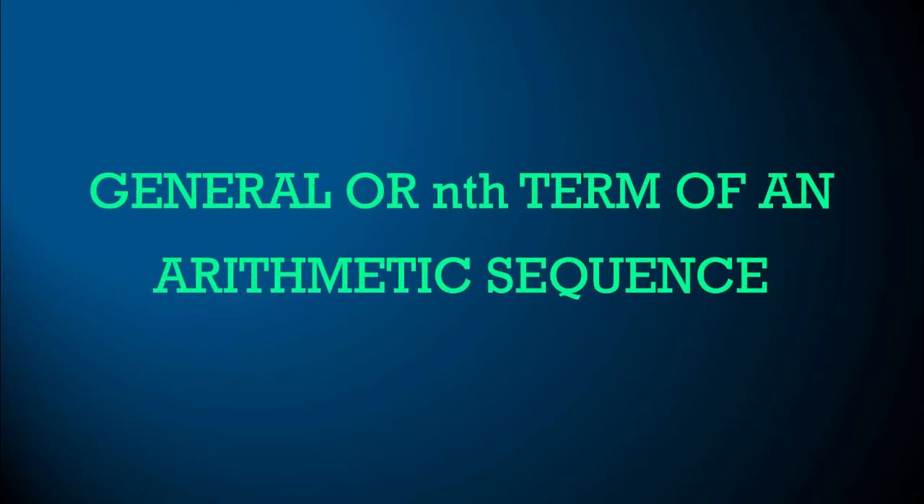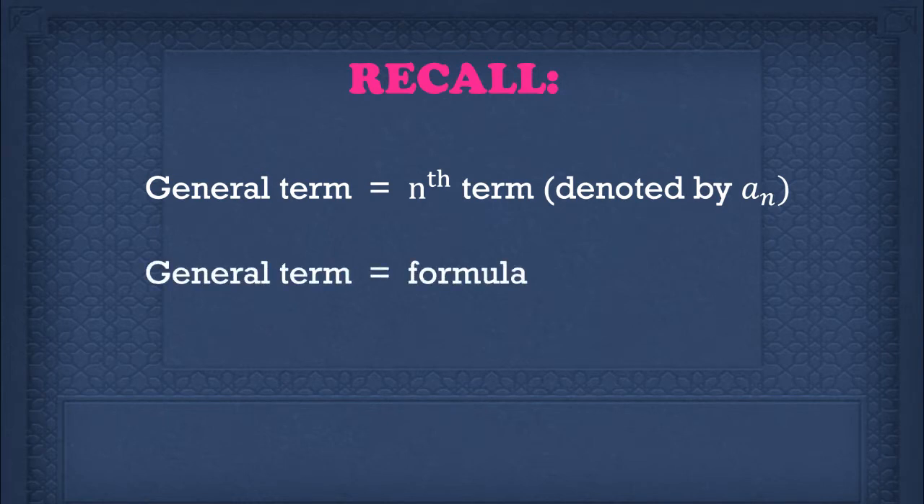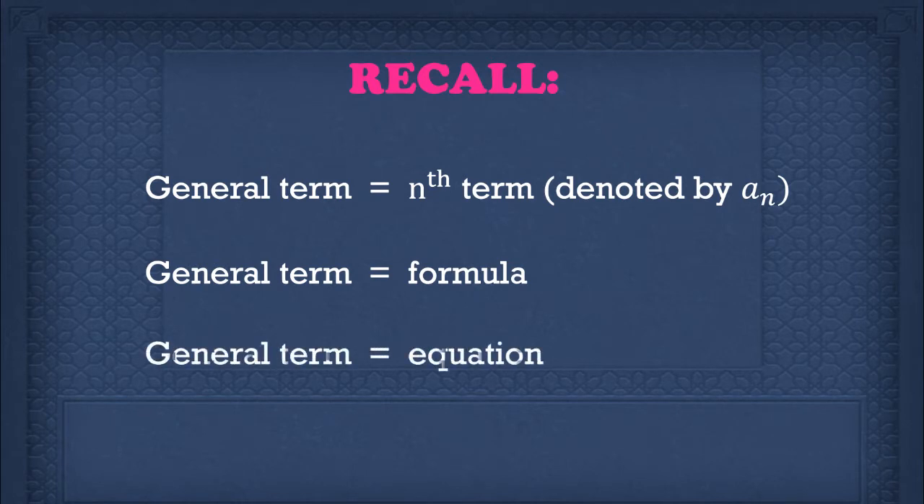Now let's go to the general or the nth term of an arithmetic sequence. Now recall, the general term is also the nth term, which is denoted by a sub n. Recall also that the general term is also called the formula, and the general term is also called the equation.